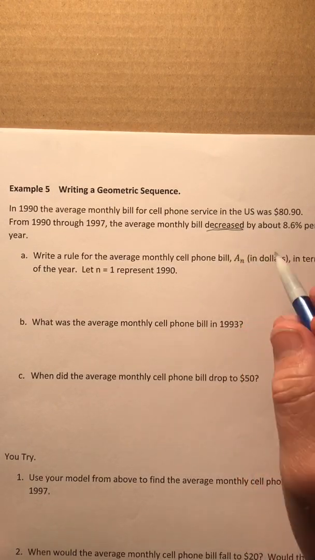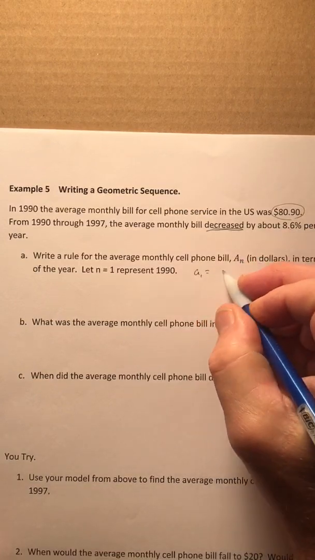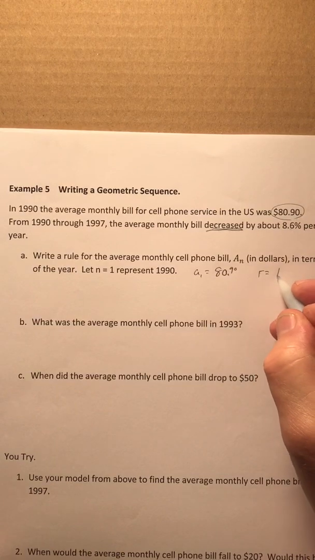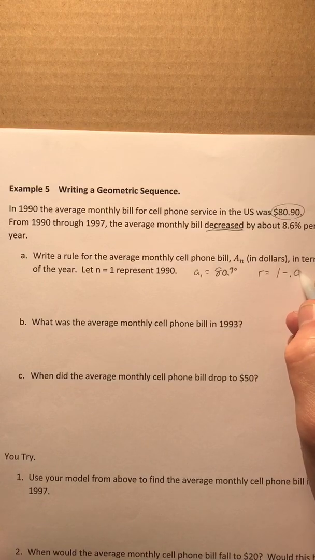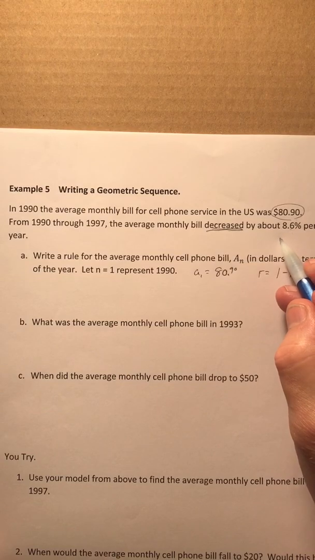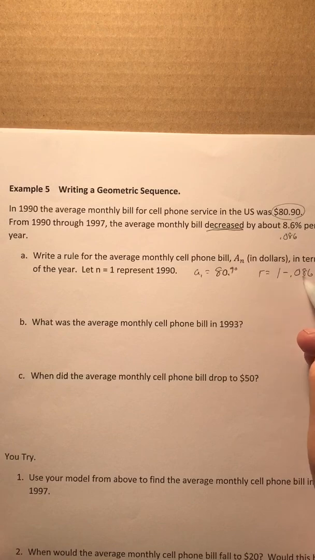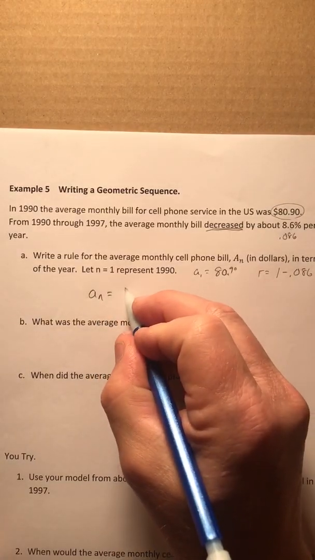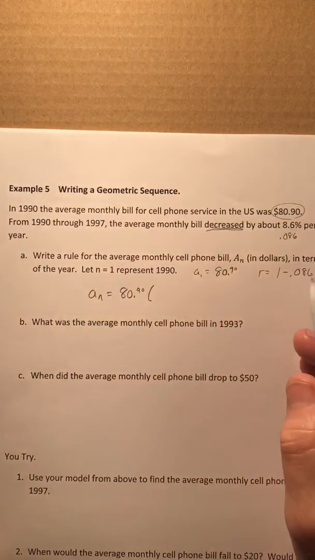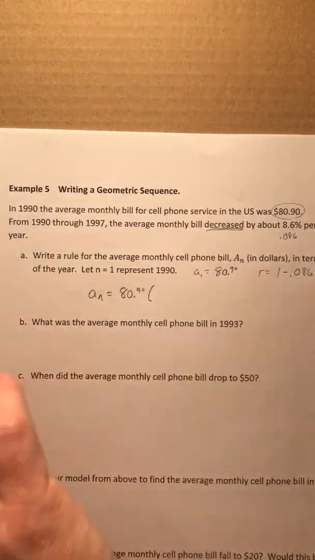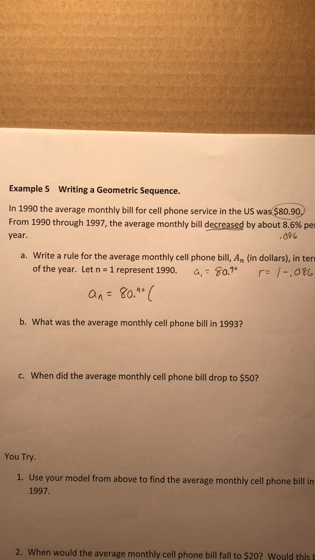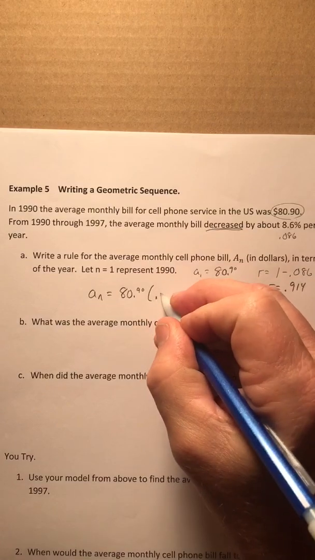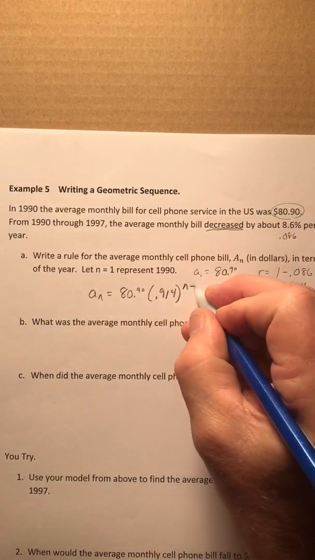All right, so this one, A sub 1 is $80.90. And the common ratio in this case is 1 minus 0.086. Again, we change this to a decimal, 0.086, and we subtract it from 1 to get the common ratio. So it's going to look like this: A sub n equals A sub 1, which is $80.90, times 1 minus 0.086, and that gives us 0.914. So R equals 0.914. And that's to the n minus 1 power.